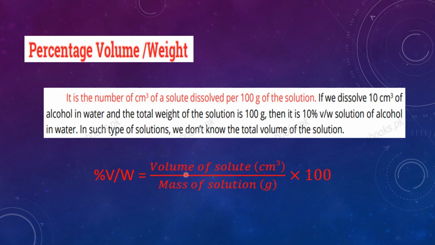Percent weight by volume: the mass of the solute taken in grams divided by the volume of the solution in cubic centimeter, multiplied by 100, and we will get the percent weight by volume.